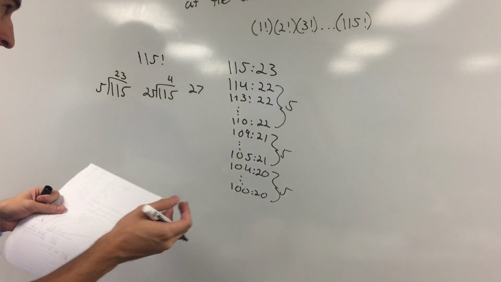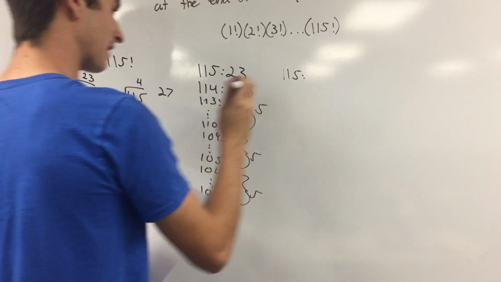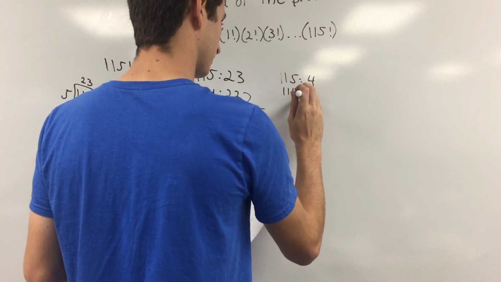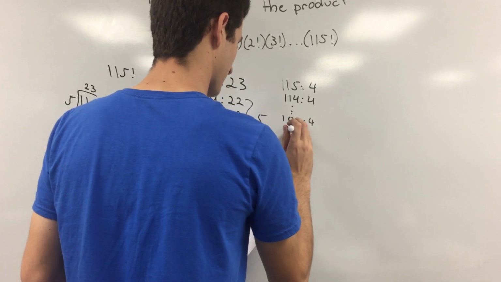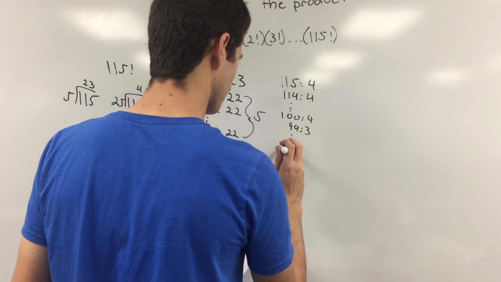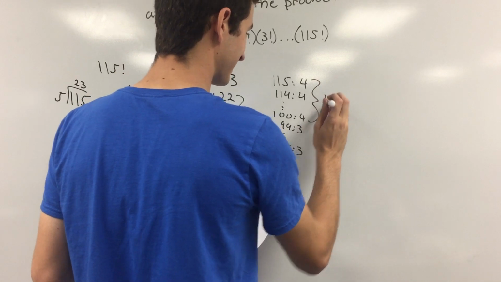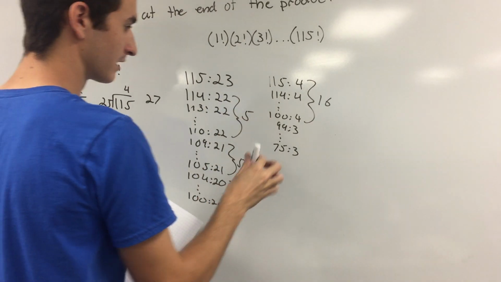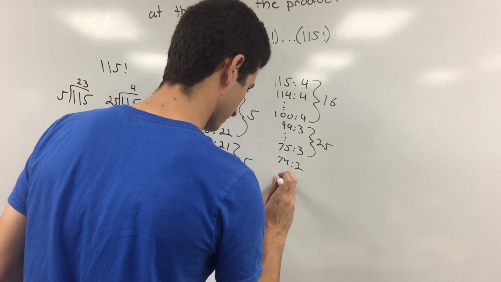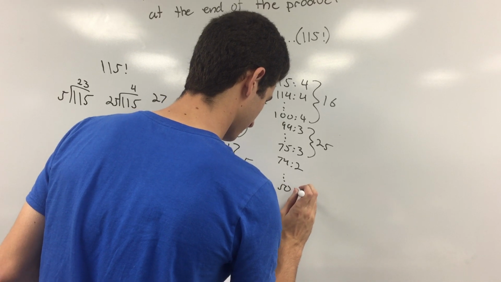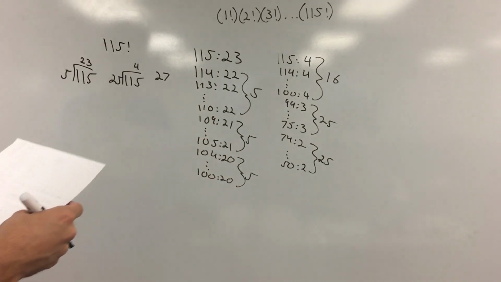And you're going to have to do the same thing with dividing by 25. So you have 115 divided by 25 is 4. Same thing with 114 all the way down to 100. And then 99 is 3 all the way down to 75. So here you have 16 from 100 to 115. But then here you have 25, and then this is also 25. So there's also a pattern there.